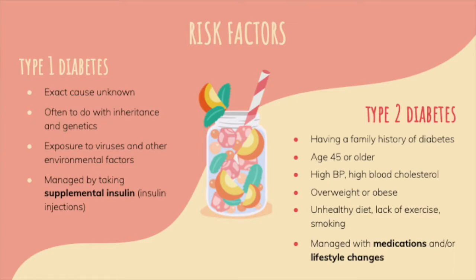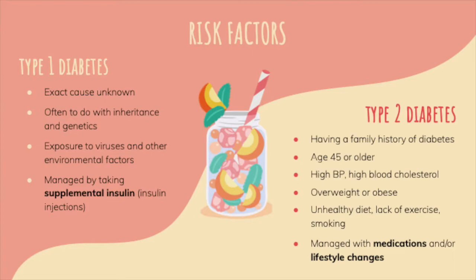With type 2 diabetes, genetics still plays a factor, so having a family history of diabetes increases the likelihood of you developing type 2 diabetes as well. But age is another big factor, if you're age 45 or older. Aside from that, high blood pressure, high blood cholesterol, being overweight or obese, an unhealthy diet, lack of exercise, and smoking can all lead to the development of type 2 diabetes. With all these risk factors, you can see that making lifestyle changes is one of the major ways to manage type 2 diabetes, and aside from that, having diabetic medications as well.